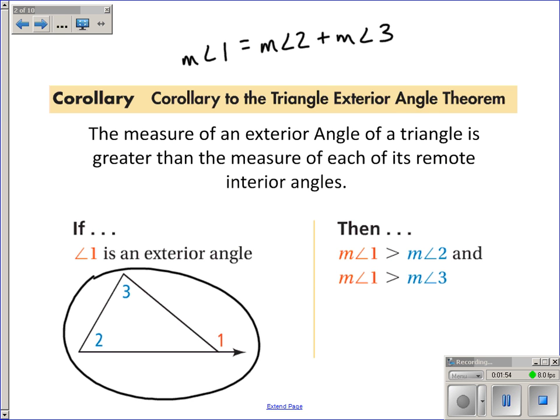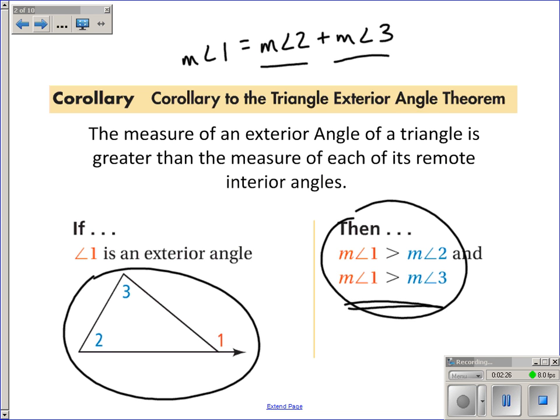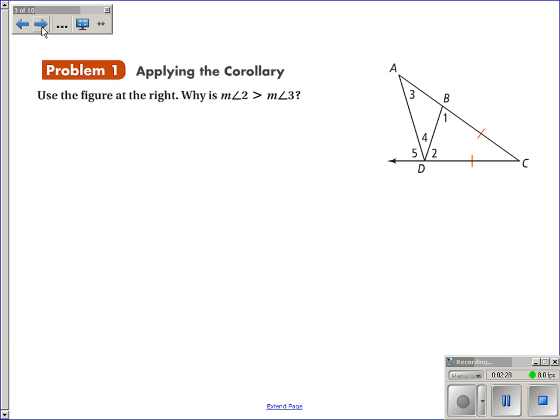Now, we know that the measure of angle 2 will always be bigger than 0 because it's an angle. We also know the measure of angle 3 will also be bigger than 0 because it's also an angle. So by the property of inequalities we just talked about, I know that the measure of angle 1 is bigger than the measure of angle 2, and the measure of angle 1 is bigger than the measure of angle 3. That's using the property we just talked about, and I can conclude this. Now let's see how that's used in a problem.